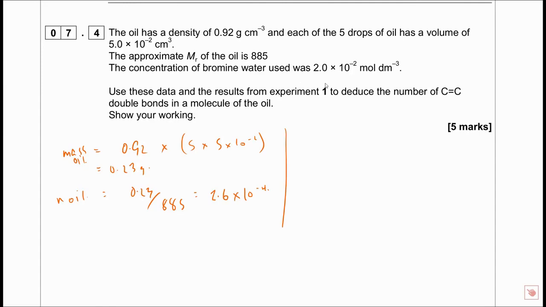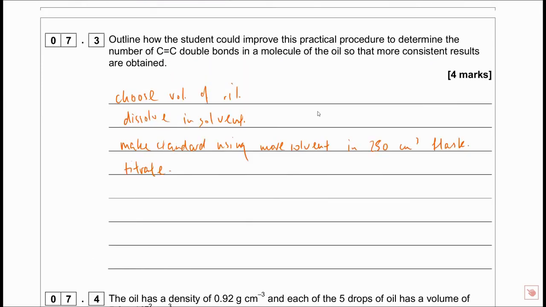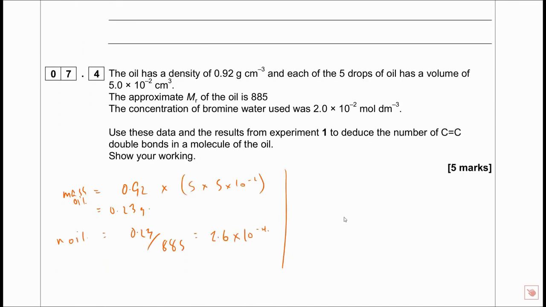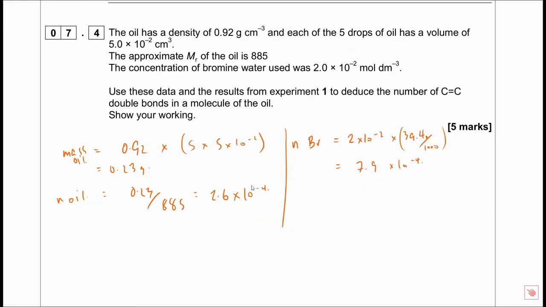Now what I can also do here is, I've got bromine water, and I'm told to use experiment 1. Experiment 1 gives me the volume of bromine water used, so 39.4. Concentration is moles over volume, so moles is concentration times volume. So moles of bromine is going to be concentration 2 times 10 to the minus 2 times 39.4, obviously taking into account that we need to convert that, and that's going to give us a number of moles of bromine. So I know that this number of moles of oil required this number of moles of bromine.